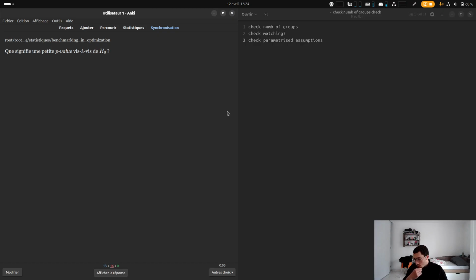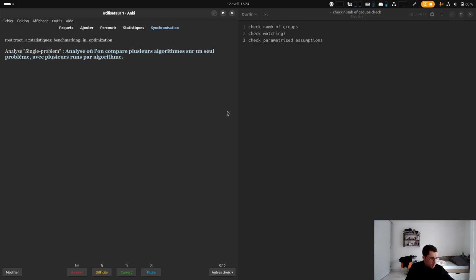If the p-value is small, it just means that the data does not support H0, so you need to reject it. Single problem analysis: you simply analyze an algorithm, for example, on only one benchmark. I mean, you can analyze one or more algorithms, but they all are run on one benchmark only, and not several problems or benchmarks.